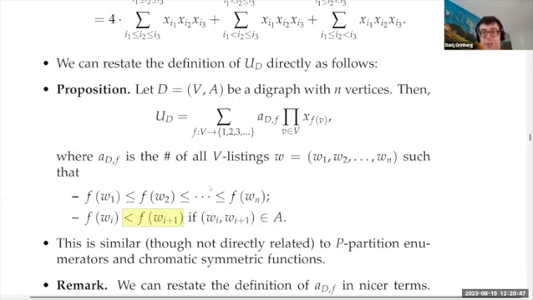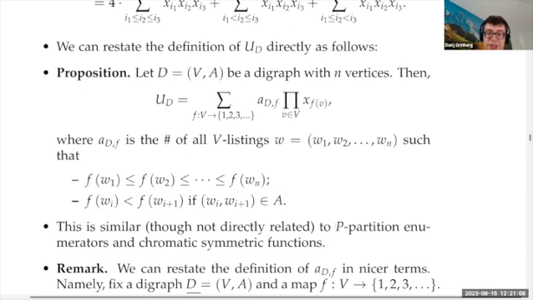You might remember this from the theory of P-partitions. It's very closely related, and it might also remind you of chromatic symmetric functions. But for chromatic symmetric functions, you would expect strong inequalities everywhere, so you would not have inequalities between the non-arcs. So it's not quite the P-partition numerator. It's not quite a chromatic symmetric function, but it's close.